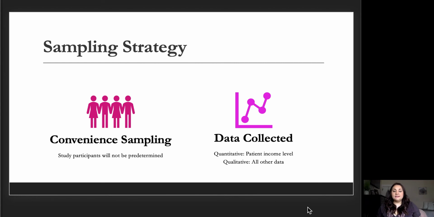So as far as our sampling strategy, this is a convenience sampling because our study participants are not predetermined. We are just going to the emergency room and picking a select patient group to be interviewed if their status is well enough to be interviewed. As far as the data collected, it is quantitative and qualitative, because our income level is quantitative, but all the other data is opinion-based and scale-based and not numerical.